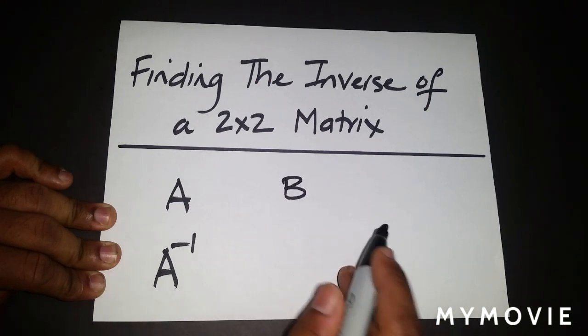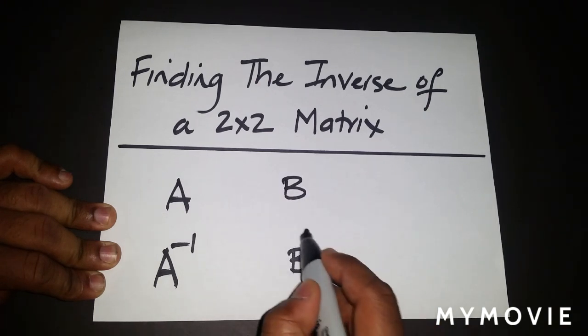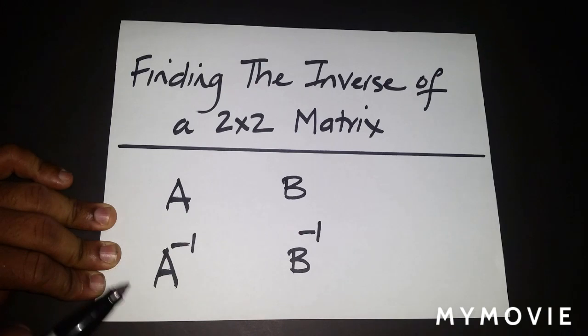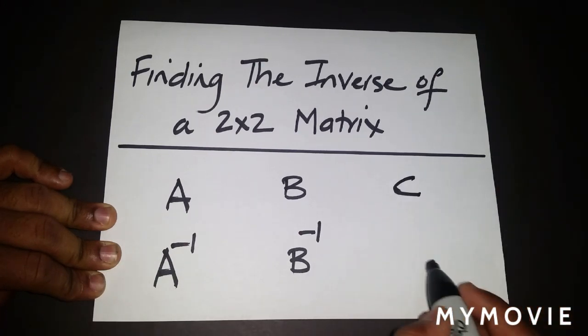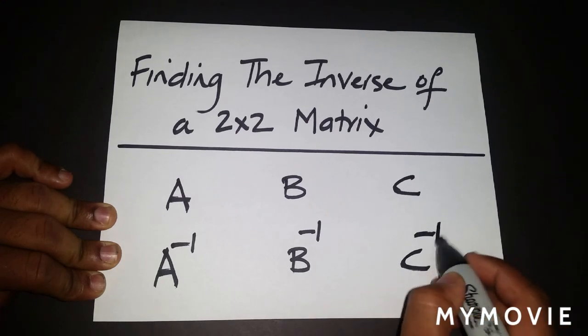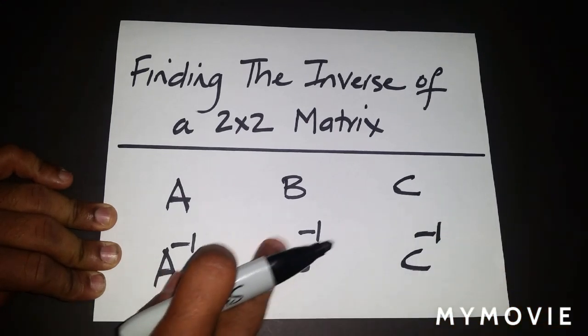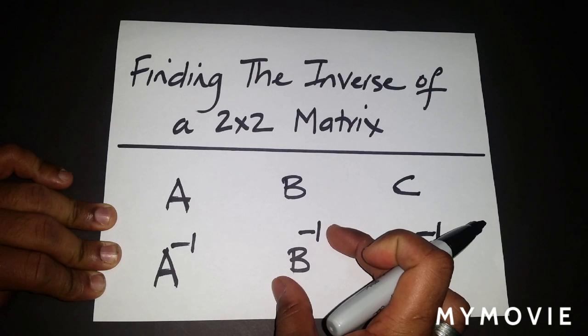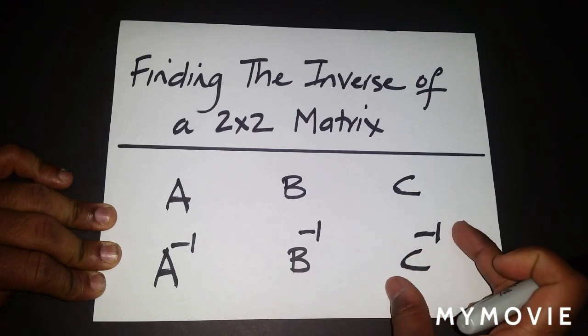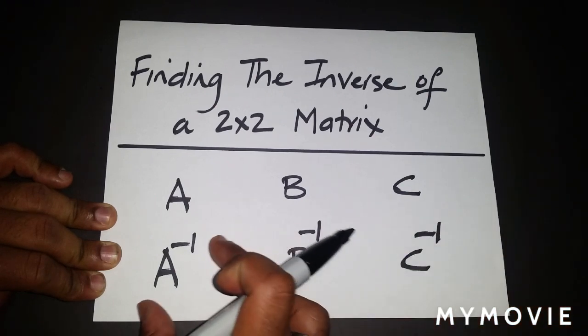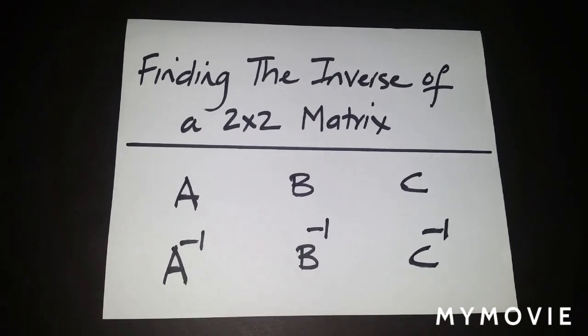Similarly, if a matrix is called B, then its inverse is denoted like that, with the B and -1 superscripted. If a matrix is called C, then its inverse is denoted like that. So once you see this denotation, you know it means the inverse of matrix B. This means the inverse of matrix C. This means the inverse of matrix A. Okay? All right, let's move into our first example.